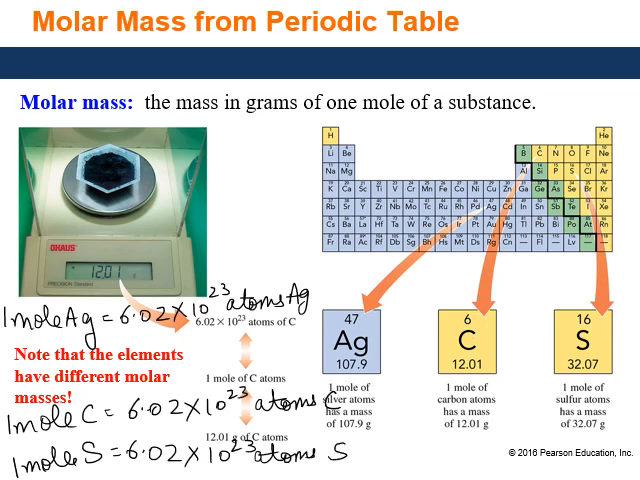But how much do these each weigh? 1 mole of silver weighs 107.9 grams. 1 mole of carbon weighs 12.01 grams. 1 mole of sulfur will weigh 32.07 grams. Why? Because these are the numbers given to you right here. Even though they have the same number of atoms, each of them weighs different. Why? Just simply because each atom of silver weighs different.